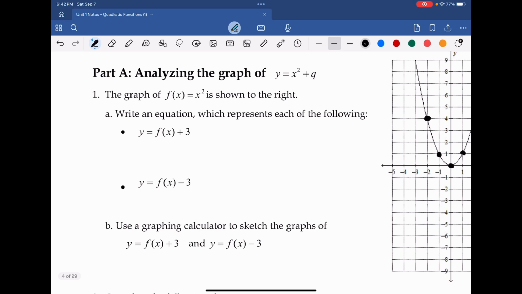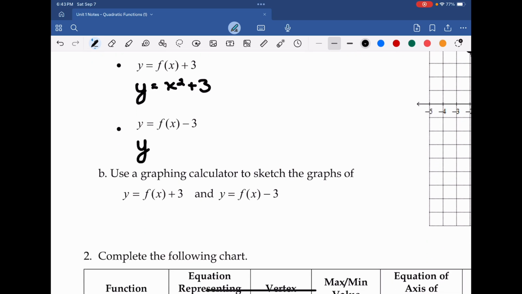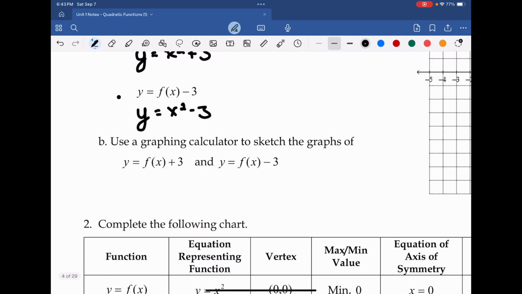Write an equation which represents the following alterations to the original functions. Again, we know that f of x is equal to x squared for the original function. So anywhere I see f of x, I'm going to replace that with x squared. y equals x squared plus 3. And then in my second one here, I'm going to write this as y is equal to x squared minus 3.